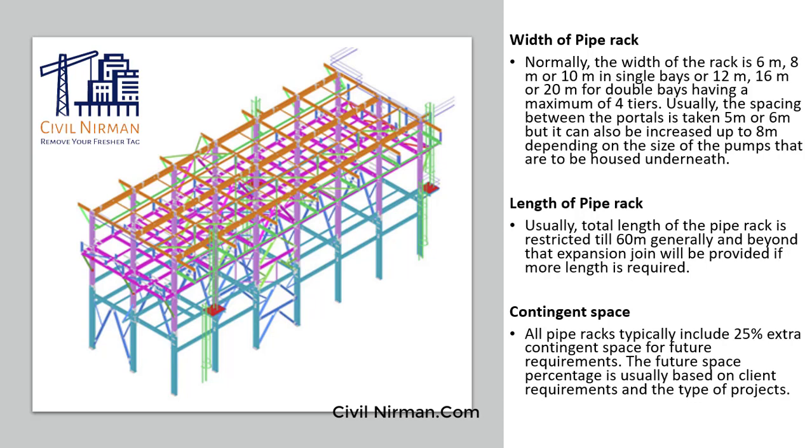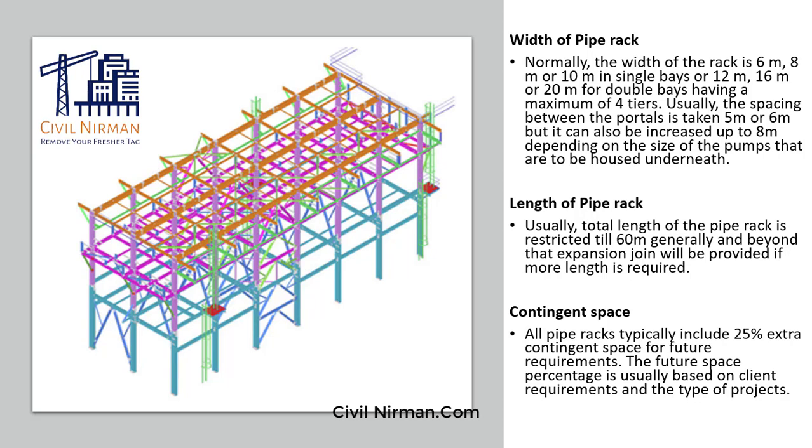Now let's talk about the length. Each portal can be connected with tie beams or longitudinal beams, and we can get the required length. However, we should not provide a pipe rack length beyond 60 meter. We have to go with an expansion joint in between the racks. So why an expansion joint? Due to thermal conditions, the steel generally contracts and expands, creating internal stresses which are undesirable in the structure. To avoid such forces, we have to provide an expansion joint. That is how we restrict the length of a pipe rack.